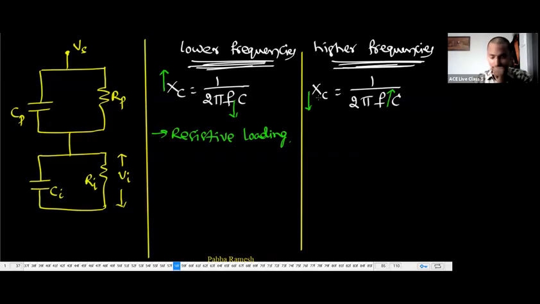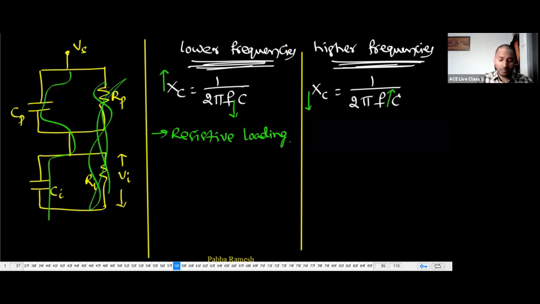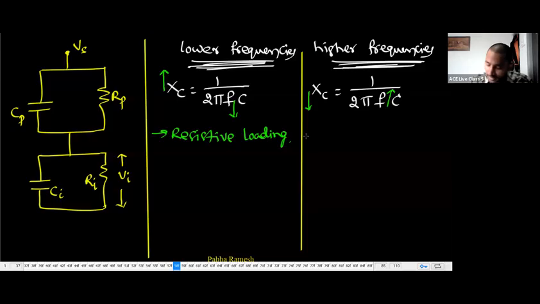Here, if XC is very low, as I'm going for 10K, 20K, 30K, 40K, very, very high frequency, 100K, 1 mega, etc., then XC will be low. Therefore, more signal will be passing through this. The assumption is that this opposition is comparatively less than the resistance opposition. Therefore, this is called capacitive loading.